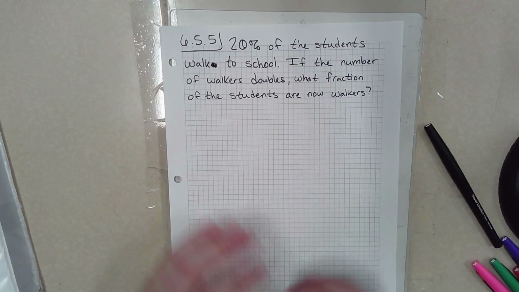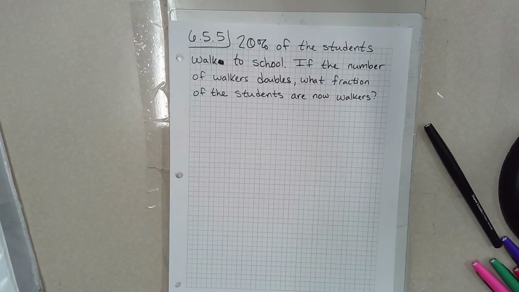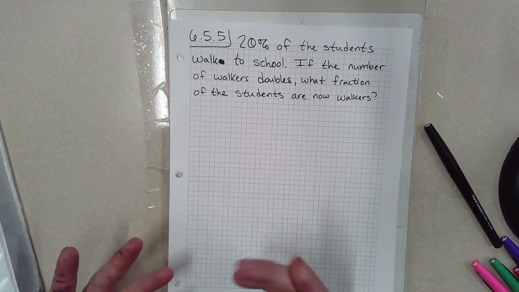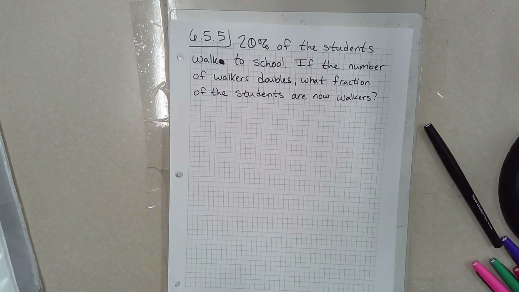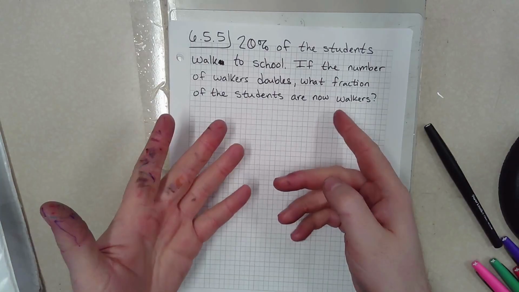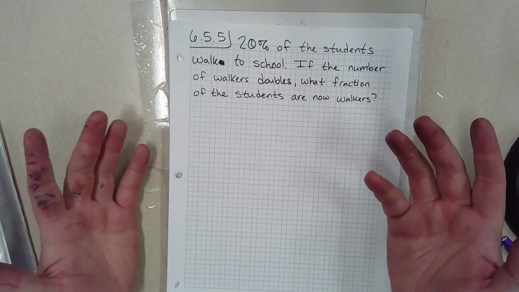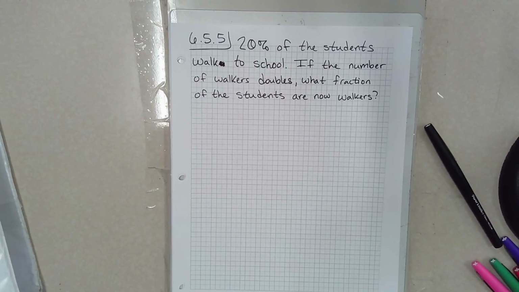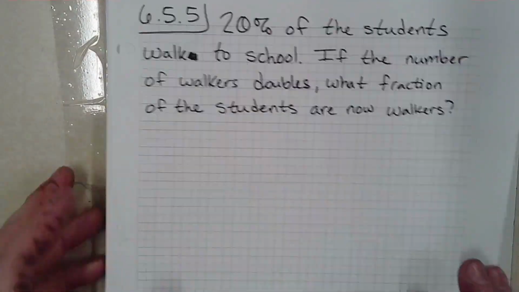655. 20% of the students walk to school. If the number of walkers doubles, what fraction of the students are now walkers? Now, be careful. You might think, oh, if we double the number of walkers, we just end up with 40%. Well, let's take that a little bit further. Let's continue that logic. What if I take the number of walkers and times it by 5? Does that mean 100% of the students are now walkers? No, right? The people that didn't walk before are still not walking. So this idea of, oh, I'll just double that and we'll get our percentage, isn't going to work. So we need something else.